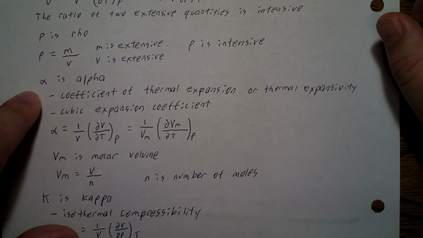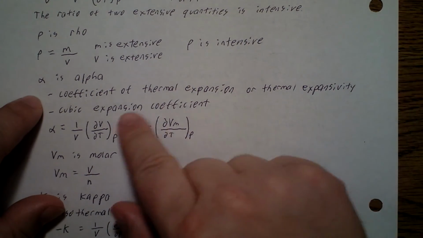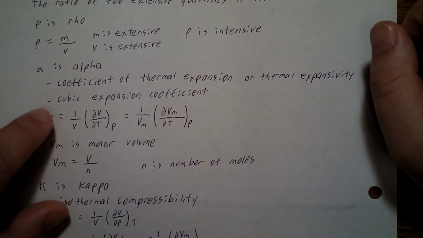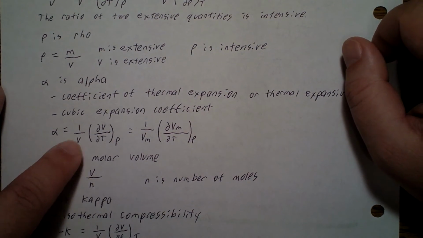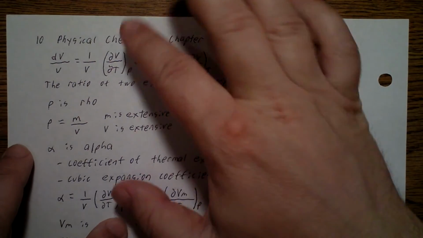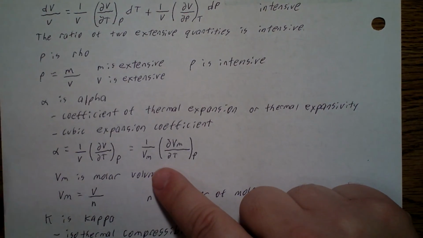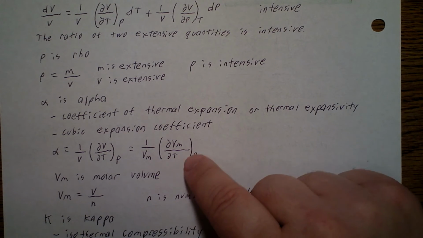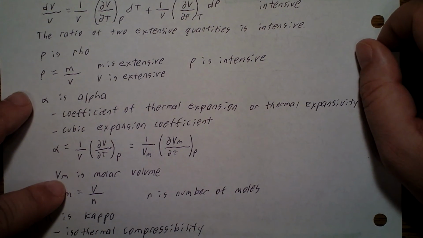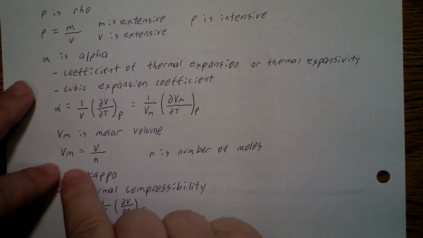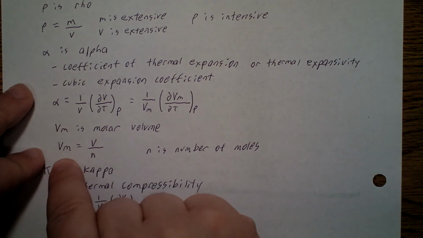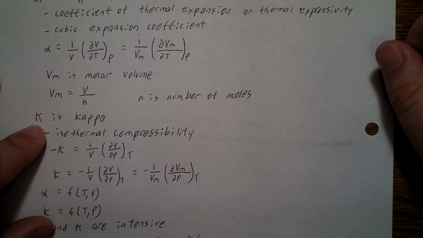Now this squiggly line here is the Greek letter alpha. We're going to call it the coefficient of thermal expansion, also known as thermal expansivity, or the cubic expansion coefficient. Alpha is equal to 1 over volume times the partial derivative of volume with respect to temperature holding pressure constant, which basically means it's this much over here. That works out to being the same as 1 over the molar volume times the partial derivative of molar volume with respect to temperature holding pressure constant. Remember, capital V with a subscript lowercase m is molar volume. Molar volume is just our volume divided by the number of moles, which obviously makes it extensive divided by extensive, intensive.